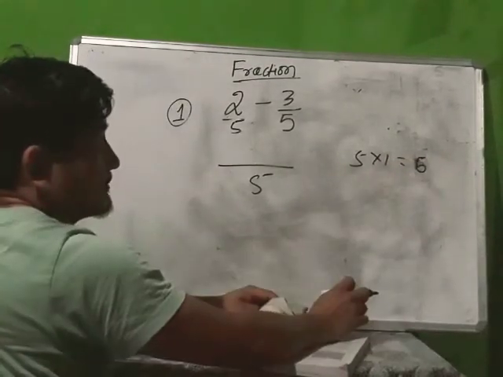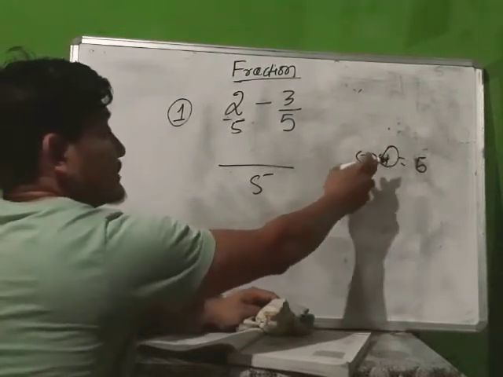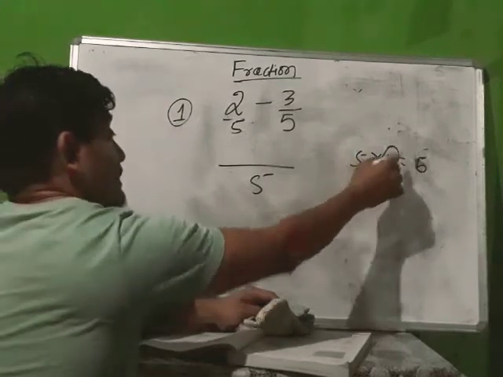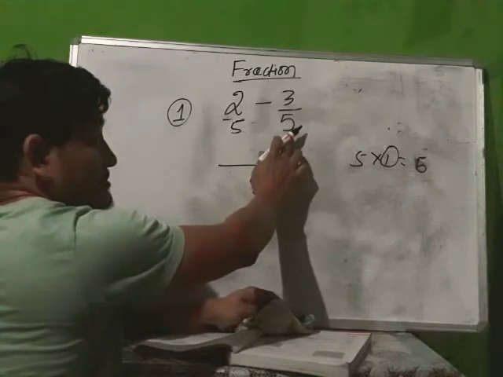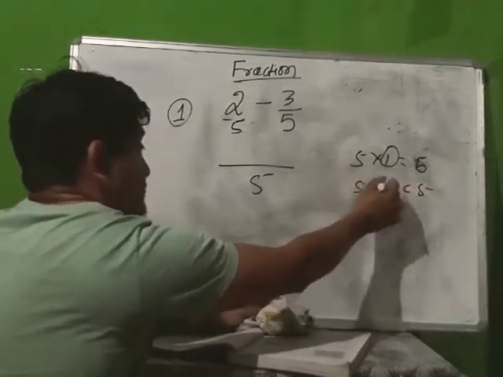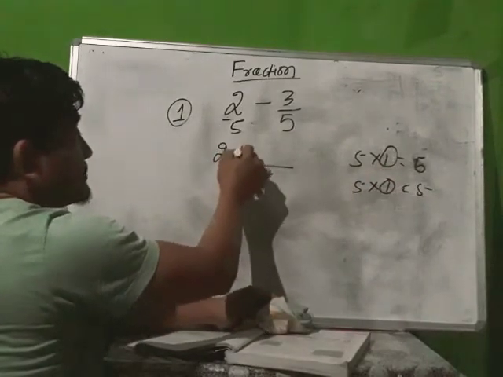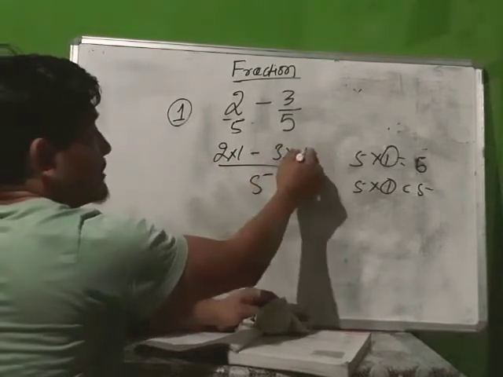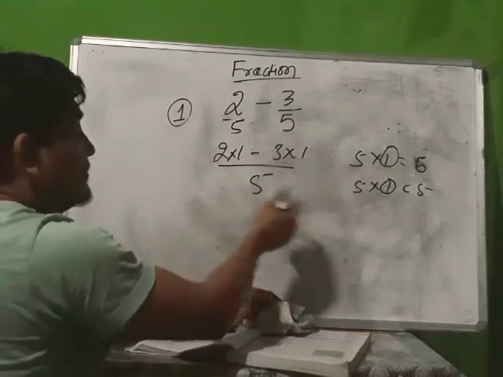So 5 ones are 5. So we use 1 to get 5, that is multiplying with 5 to get 5. The next denominator is also 5. So 5 when multiplied with 1, again you will get 5. So we are using 1 and 1. Here in this case, if you multiply 2 with 1, you will get 2, minus 3 multiplied with 1, again you will get 3 only. The same number will come again.